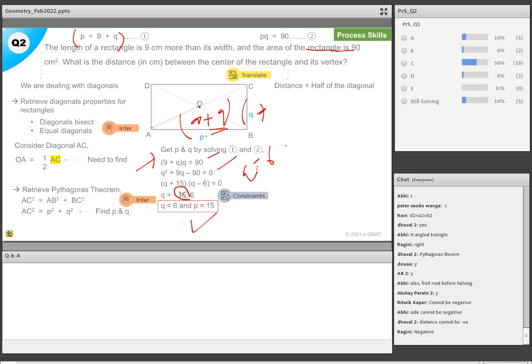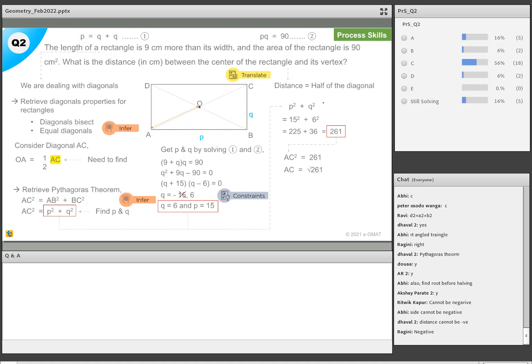Now you found out P, you found out Q. All you had to do is use Pythagoras theorem, find this hypotenuse. What is that hypotenuse? Root of P square plus Q square. So if you do this, you're getting 261. So you have to find that hypotenuse, that is AC, root of 261. So what is AO? Root of 261 divided by 2. So at this point, you got root of 261 by 2.